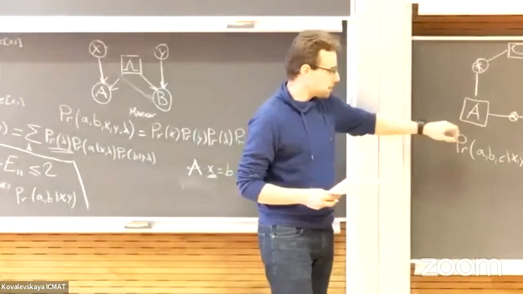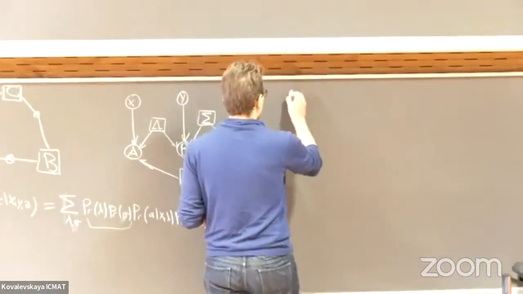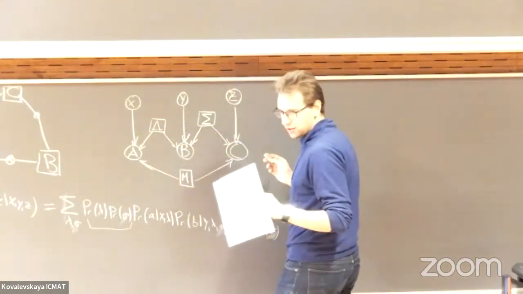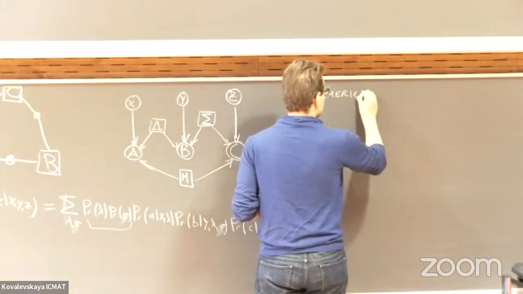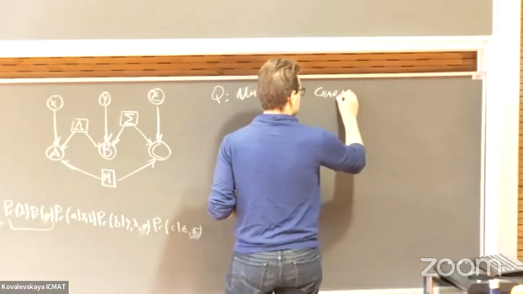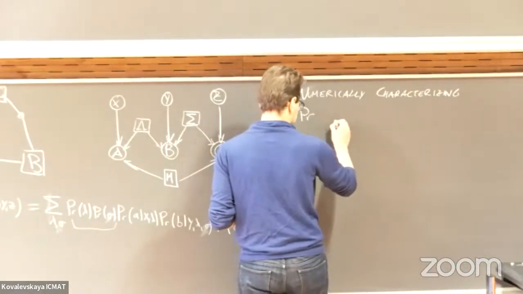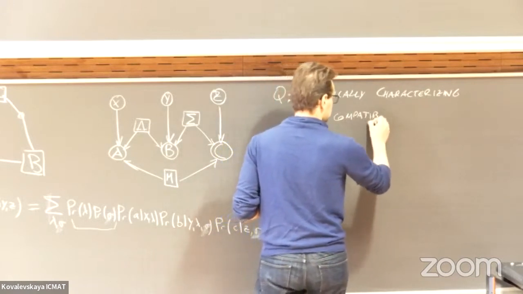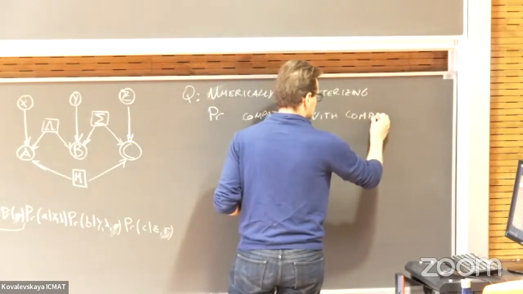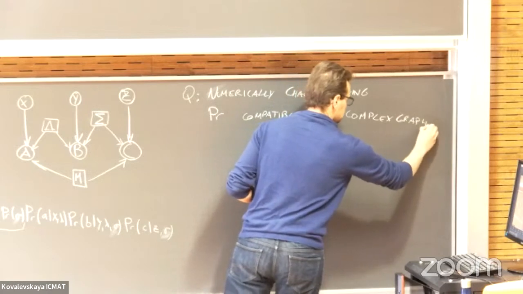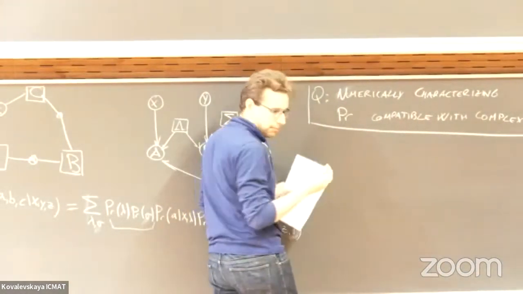All right. So yes, this is the sort of problem that we are interested in within the quantum information community, and we have developed some tools. So essentially, the question, in causal language, would be numerically characterizing probability distributions compatible with complex graphs. Okay. And for that, we have developed a tool or a method that we call complex graph.